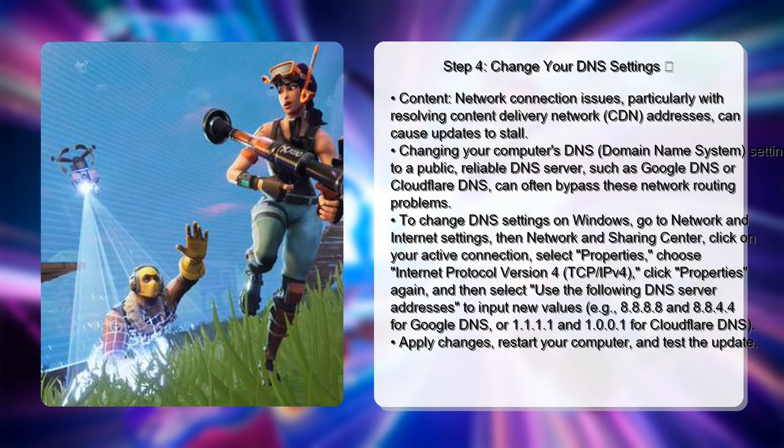To change DNS settings on Windows, go to Network and Internet Settings. Then Network and Sharing Center, click on your active connection. Select Properties, choose Internet Protocol Version 4, click Properties again, and then select Use the following DNS server addresses to input new values: 8.8.8.8 and 8.8.4.4 for Google DNS, and 1.1.1.1 and 1.0.0.1 for Cloudflare DNS. Apply changes, restart your computer, and test the update.